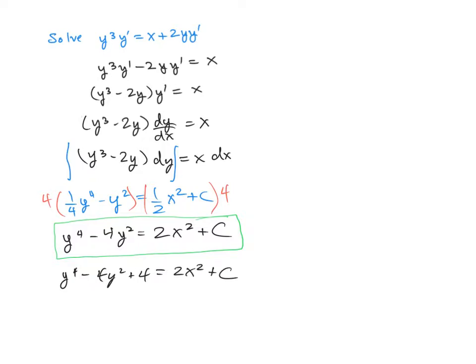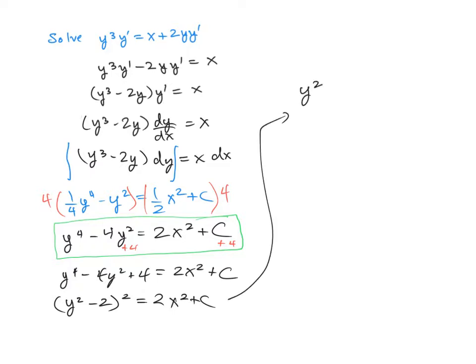Because again, when you add 4 to both sides, c plus 4 is still an arbitrary constant. You can now factor this as y squared minus 2 quantity squared is 2x squared plus c. And then you could take square roots of both sides of this and get y squared minus 2 is equal to plus or minus the square root of 2x squared plus c. You can then add 2 to both sides so that y squared equals 2 plus or minus the square root of 2x squared plus c.